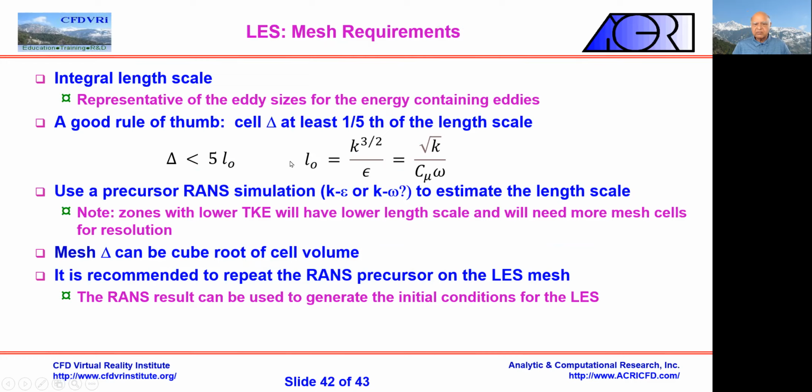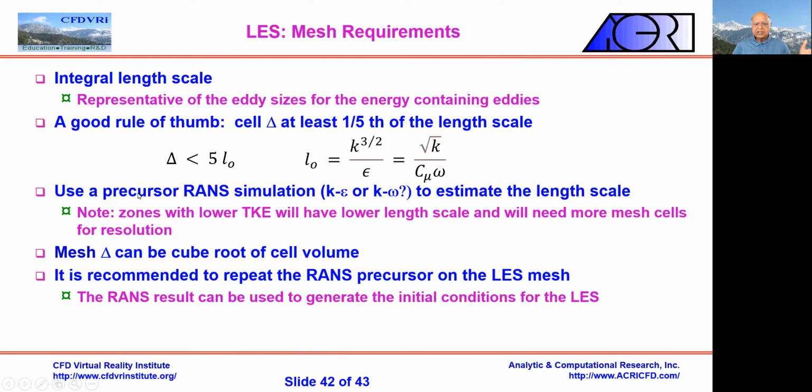Sorry, this L is different. This L is the distance k to the 3/2 over epsilon, not the grid distance. It's smaller than the grid size or related to that somehow, like 0.1. So 1/5 should be the length based upon the grid size. But this delta could be 5 times this one. This is one way. And you determine this from the k equation you solve, or the omega equation you solve.